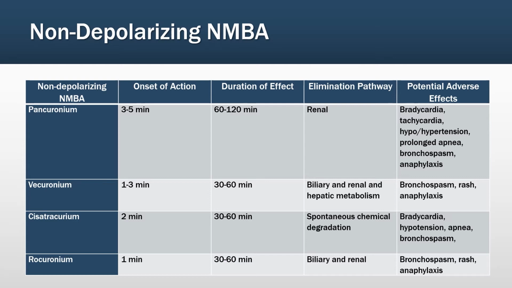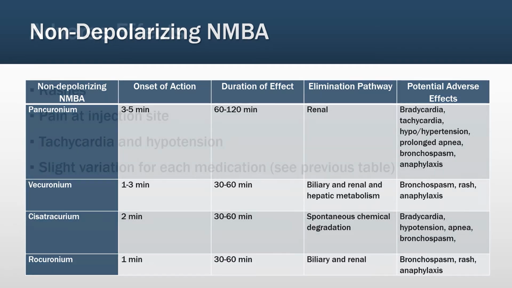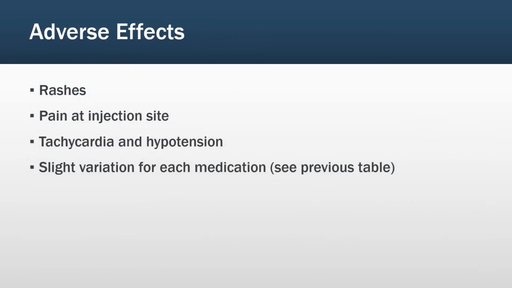Cisatracurium has the added advantage of being metabolized by spontaneous chemical degradation, or the Hofmann degradation, which makes it a better choice for patients with hepatic or renal failure. Some common adverse effects seen in non-depolarizing NMBAs are rashes, pain at site of injection, tachycardia, and hypotension. As mentioned in the previous slide, there's some slight variation depending on the medication.